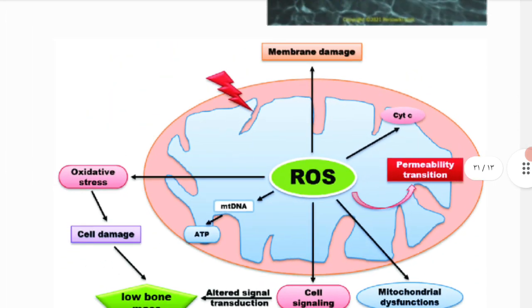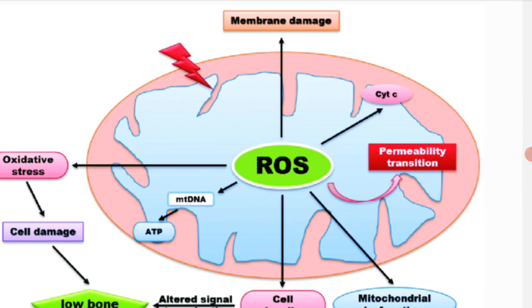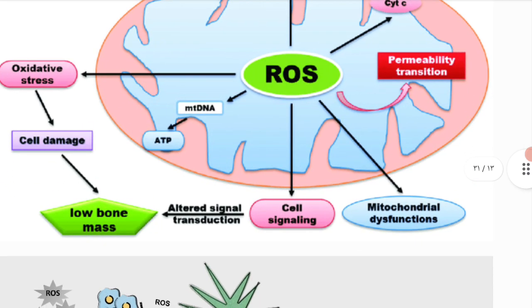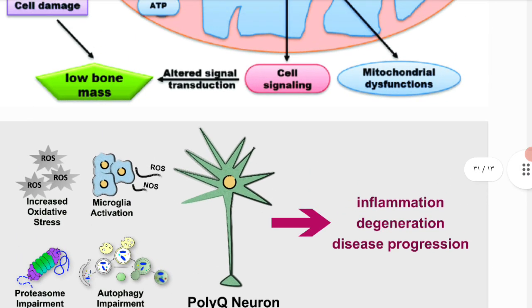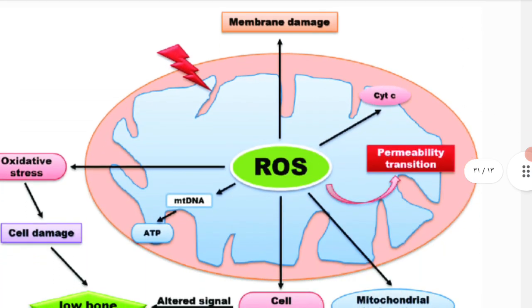Membrane damage. ROS cause cytosine permeability transition, cause oxidative stress, cell damage, low bone mass, and affect cell signaling and mitochondrial dysfunction. This is another example. Oxidative stress increases microglia activation, proteasome impairment, and autophagy impairment in the CNS, causing inflammation, degeneration, and disease progression.